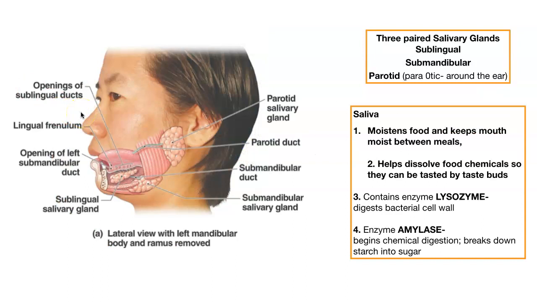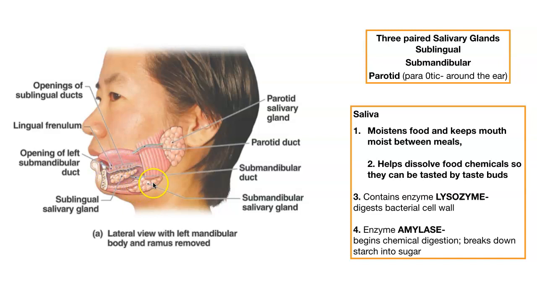So we have 3 pairs of salivary glands that you need to know. And they're kind of telling you where they are, so this should be easy. Sublingual: sub, underneath, lingual, that has to do with the tongue. So here's the sublingual. You can see the little ducts right there. They're secreting the saliva right underneath the tongue. It's where the dentist loves to put all that gauze under your tongue.